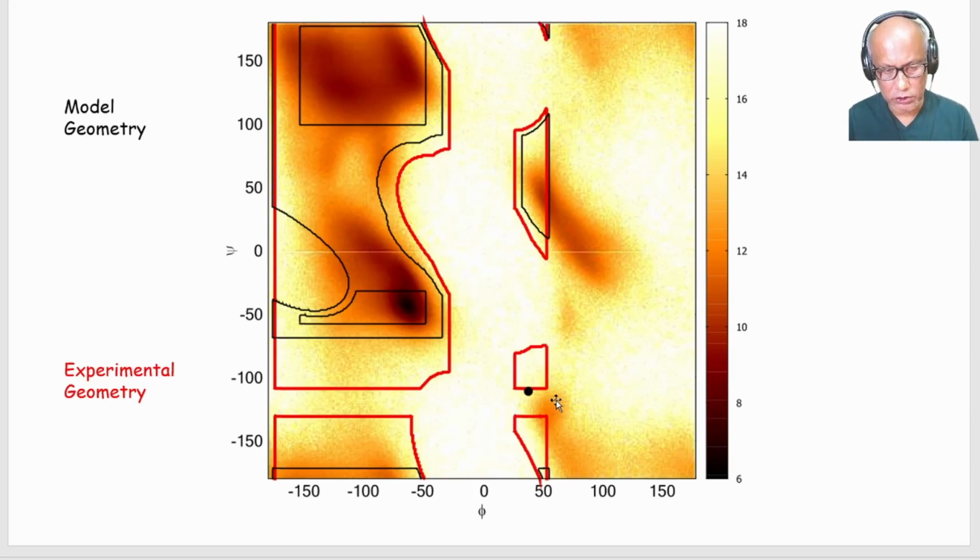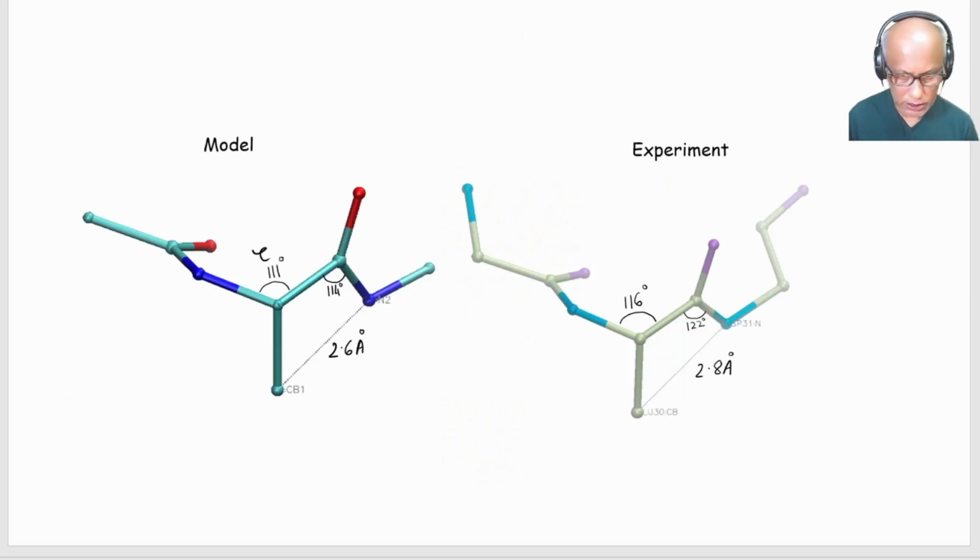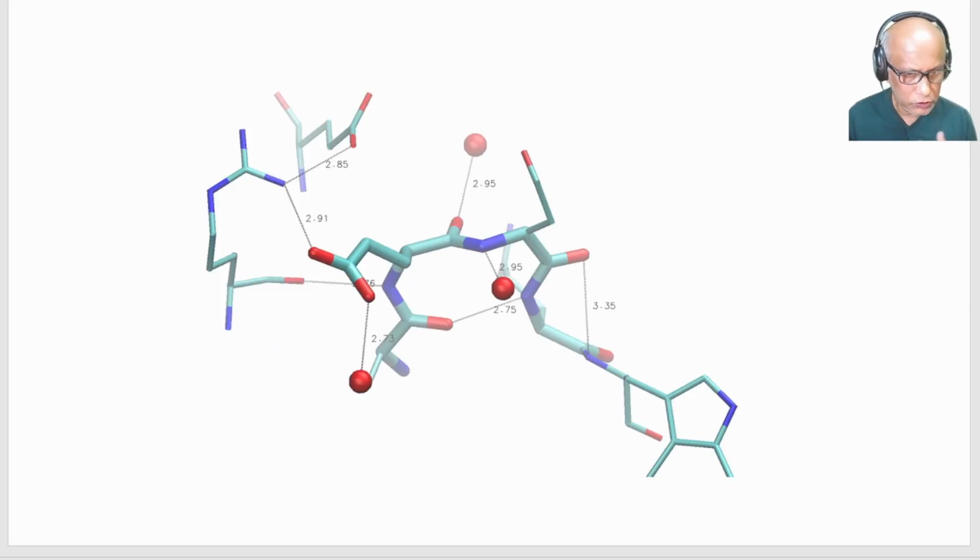Because of those distortions, new allowed regions or additional allowed regions are created, where these amino acid conformations are accommodated. So you can now ask why this strain is happening. Let's take our specific example of this particular model. So here I have the same amino acid.